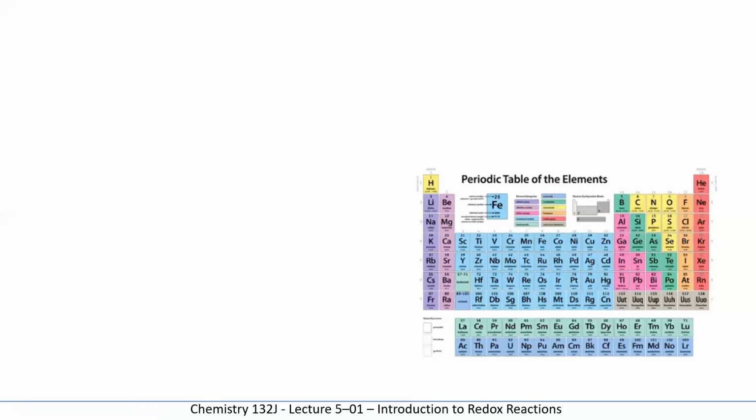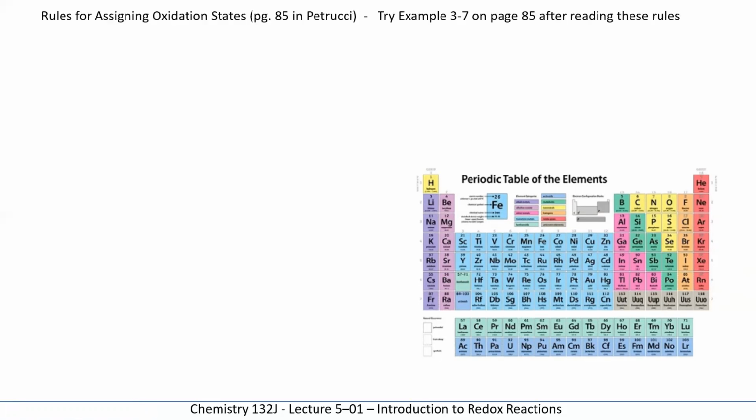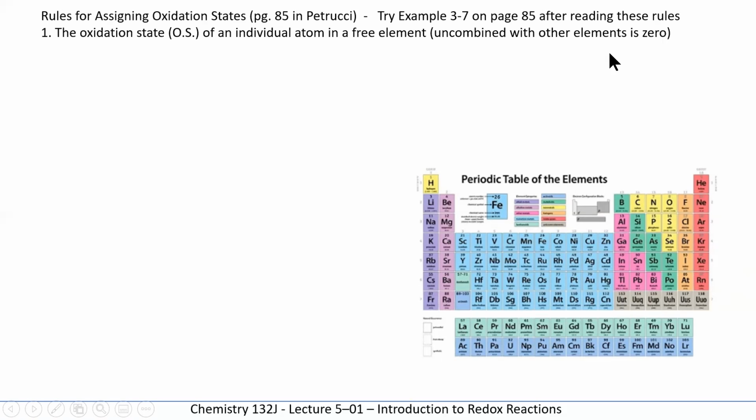Now, let's go over some of the rules for assigning oxidation numbers, which can be useful to us when we're trying to determine whether an oxidation or reduction reaction is happening. These rules are all on page 85 of your book. After you complete the rules, it'd be a good idea to try an example in your book on page 85 to practice the rules. Some of you might already be fluent in this because we learned this in a previous chemistry course in engineering, but I'm going to go over them again reasonably quickly.